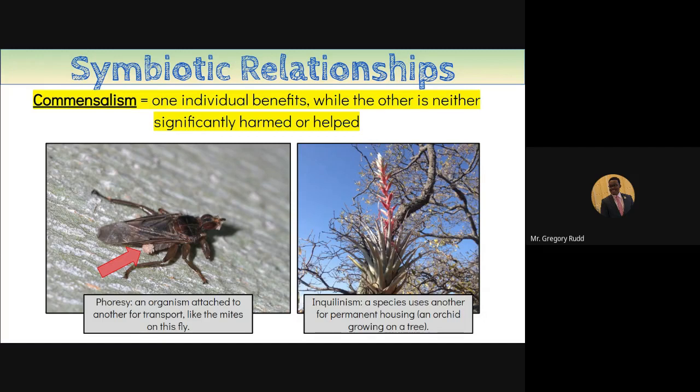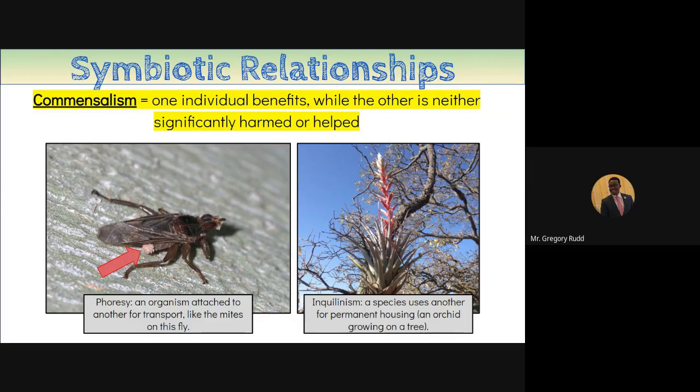So if you look closely at this image on your screen, you can see a colony of mites that are riding on the body of this fly. And this provides some transportation. So it's pretty interesting stuff. Obviously, both very small organisms. And then there's what's called inquilinism, in which one species uses another for permanent housing.